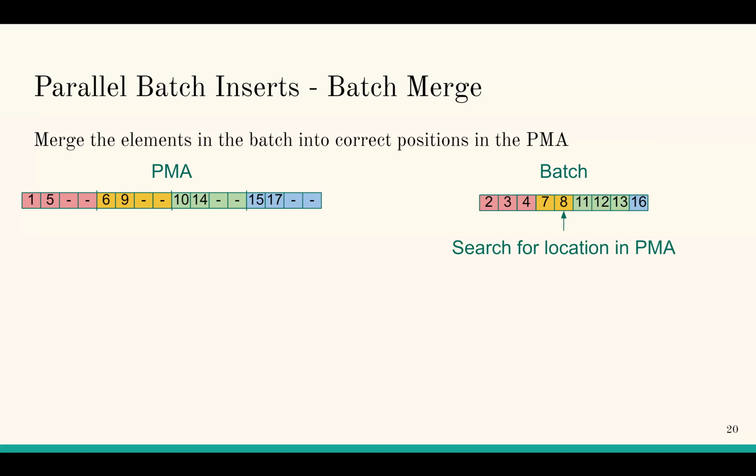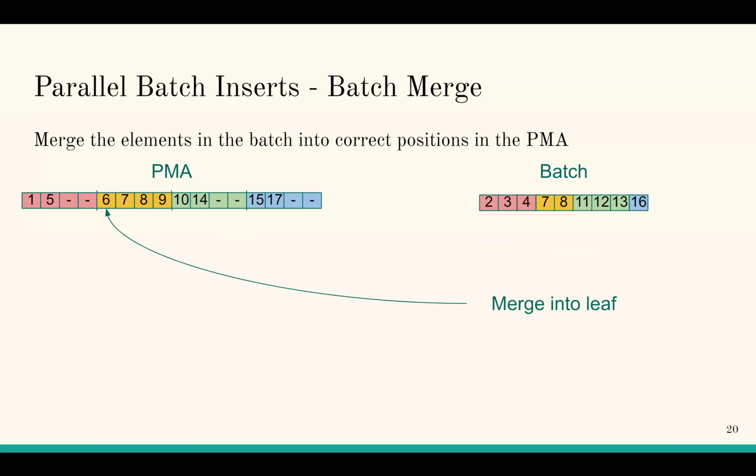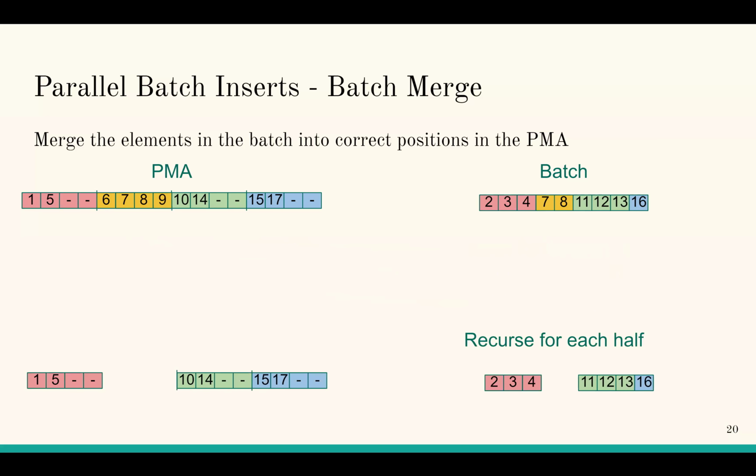So the first step is going to be simply to find the middle element of the batch and figure out which leaf in the PMA this element goes to. The next step will be finding the first element in the batch that goes to the same leaf as the middle element of the batch. After that, we're going to take those elements from the batch and just merge them into the leaf. Then we can recurse on each half.